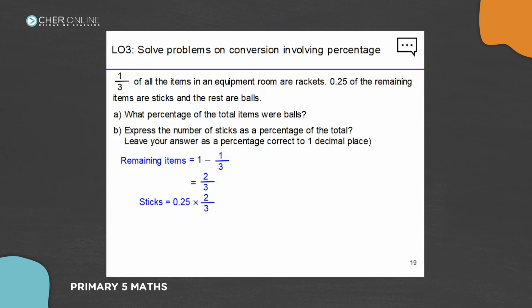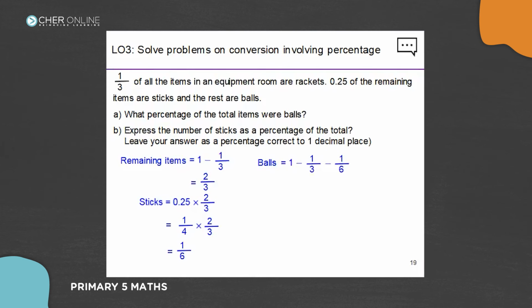All right. So in problem solving, you must know how to make sure that the units you want to use match what you have there. Okay, so 0.25 × 2/3, which I can multiply so that I get the fraction which represents the sticks. Is that okay? So sticks will be 1/6 of them. And of course, the remaining will be balls, right?